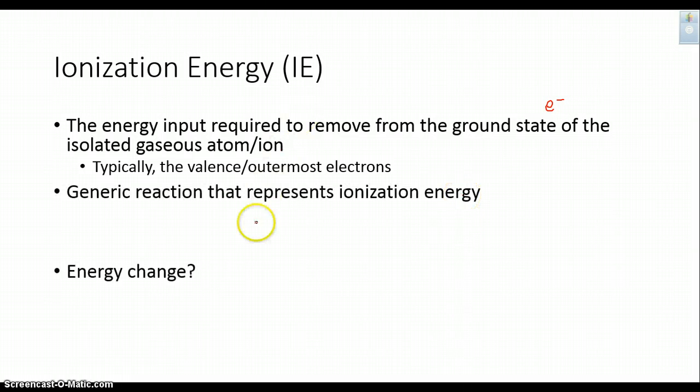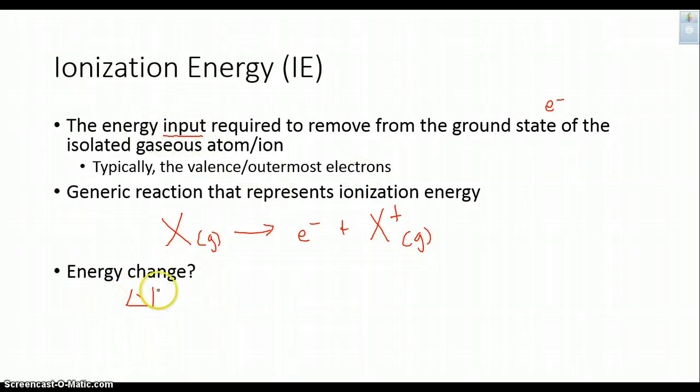Generic reaction that represents an ionization energy comes down to some generic element X in a gaseous state, which then has an electron removed. That's why electrons are on the right side. And then the gaseous ion that comes as a result. What about my energy change? Well, the energy change, again, should be pretty straightforward, too. It's an energy input, right? So in terms of my delta H of the system that my atom is involved in, what is required? Well, again, it's going to be a positive delta H because it is an energy input that's involved here.